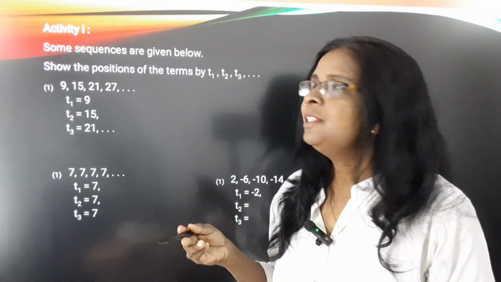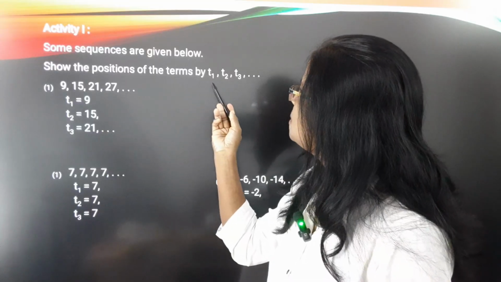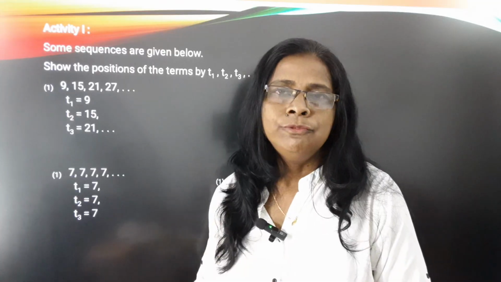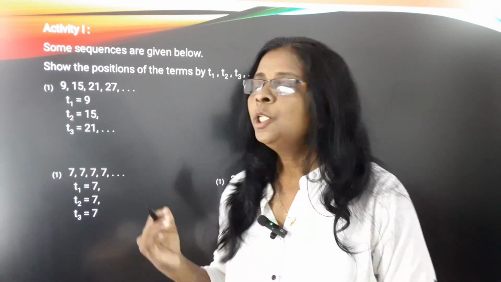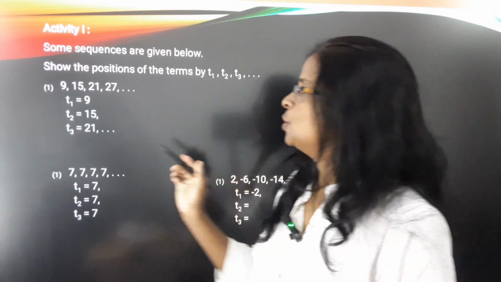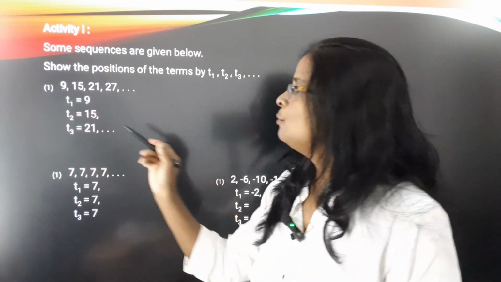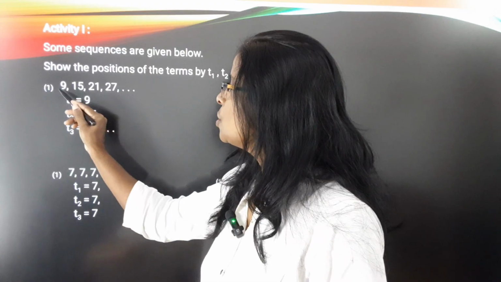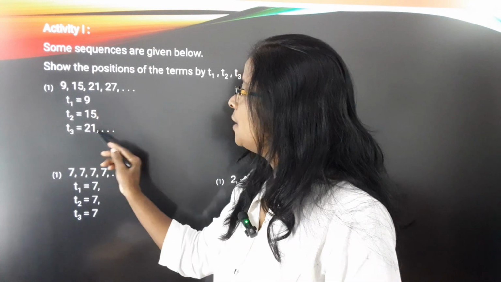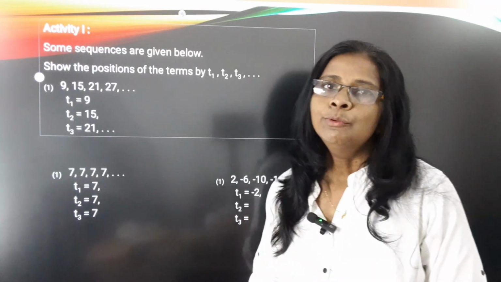Now see the activity 1. Some sequences are given below; show the position of the terms by T1, T2, T3, dot dot dot. Here T1 means the first term, T2 the second term, T3 the third term. First one: 9, 15, 21, 27. T1 is equal to 9 because this is the first term, T2, the second term, is equal to 15, T3, the third term, is equal to 21, and T4 is equal to 27, the fourth term.